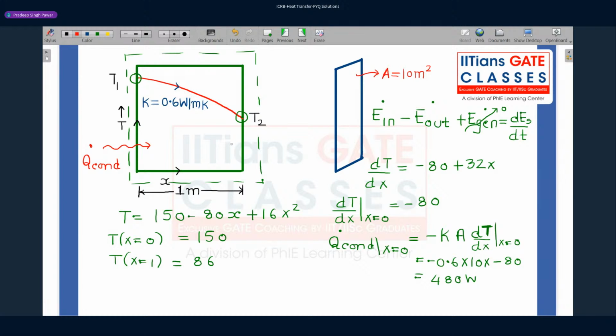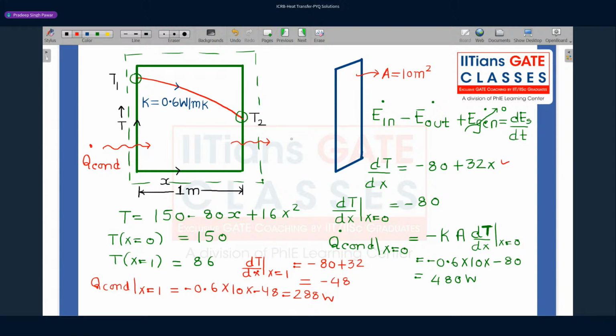Now let's do the same calculation at this face. How much energy is going out via conduction? So this is our dT/dx. Now let us calculate at x equal to 1. Once we calculate dT/dx at x equal to 1, what value do you get? Minus 80 plus 32, so dT/dx is minus 48. Now let us calculate Q conduction at x equal to 1. What do you get? Minus k, k is 0.6, area is 10, dT/dx is minus 48. So the value comes out to be 288 watts. So this is the energy which is going out.